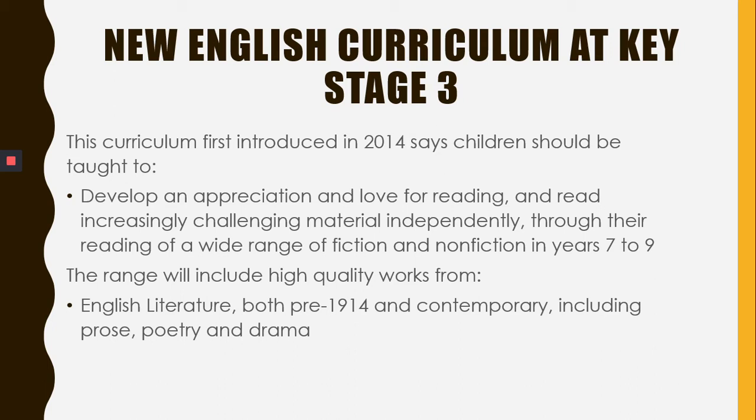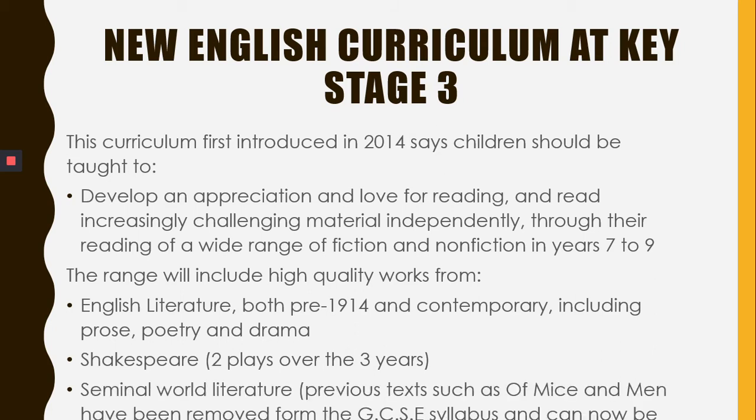We will cover Shakespeare plays, 2 plays over the 3 years. So in year 7 currently, we introduce Shakespeare, we do an author study, and we look at Shakespearean sonnets. So again, challenging, but a good introduction as well to Shakespeare. And 2 complete plays will then be covered in year 8 and year 9. Seminal world literature is also on the national curriculum, and previous texts that we did at GCSE, like Of Mice and Men, now are in year 9.